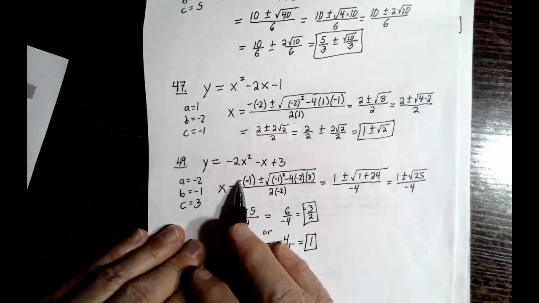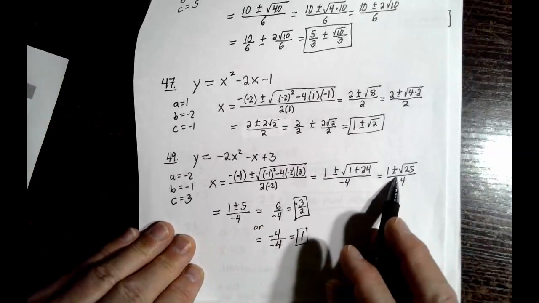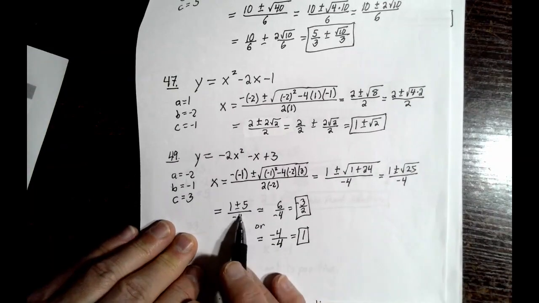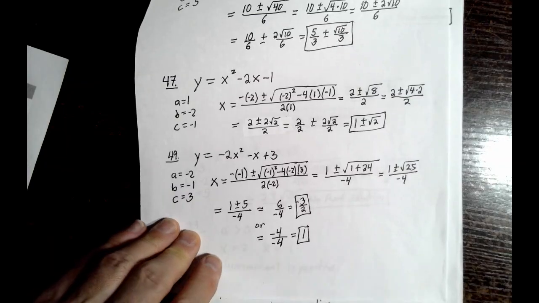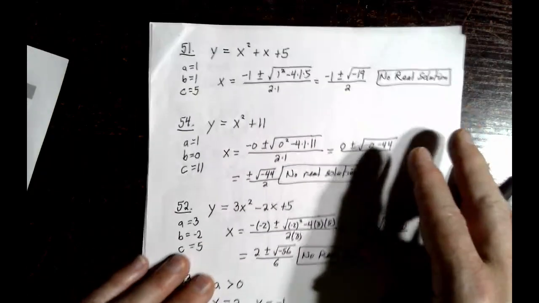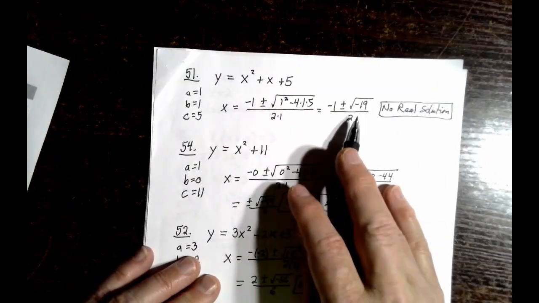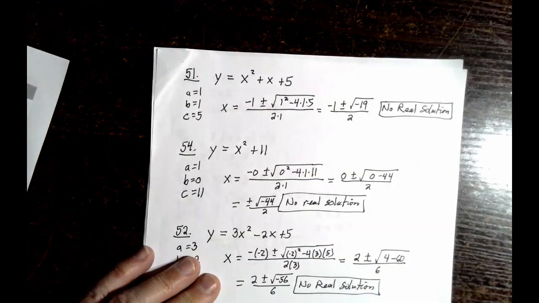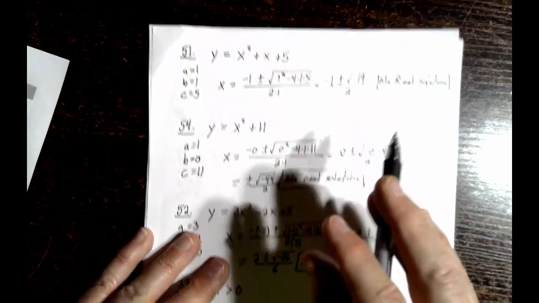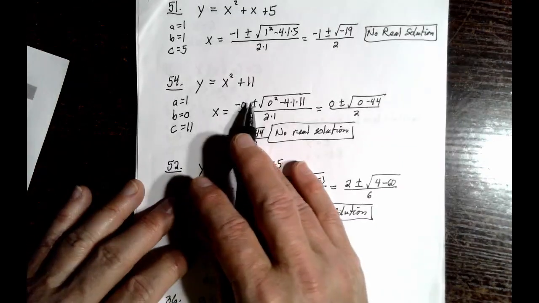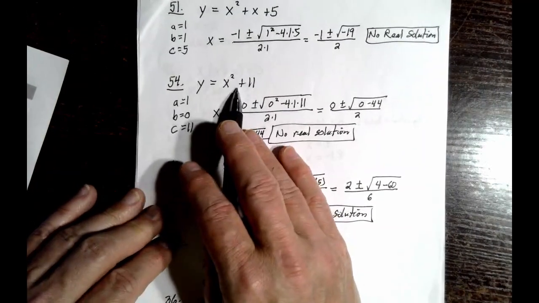Okay, so you plugged in your a, b, and your c, simplify it down, you get the square root of 25, which is 5, and you got your two answers there, minus 3 halves and positive 1. Same thing here with the a, b, and c. The only difference is when you simplify, you get the square root of a negative 19, which means no real solution.